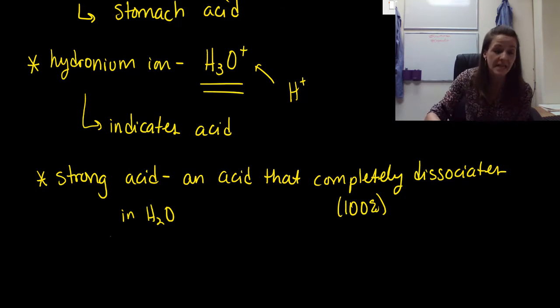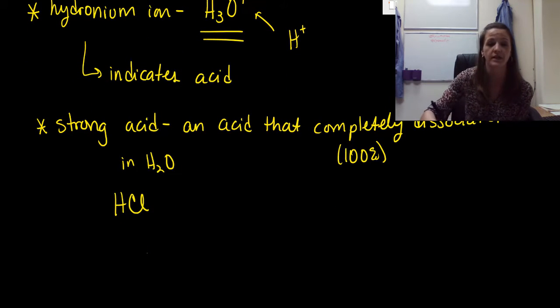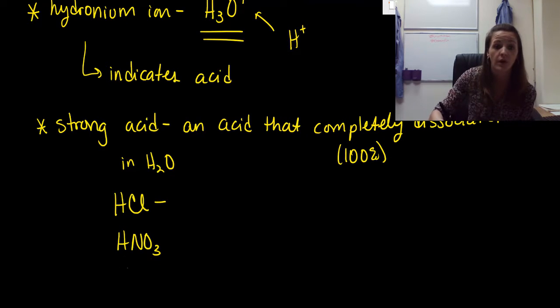What that means is that we have 3 different strong acids that you just need to memorize. These 3 are your strong ones that you just have to know. From here on out, I'm going to expect that if you ever see these, you know automatically that they're strong acids.